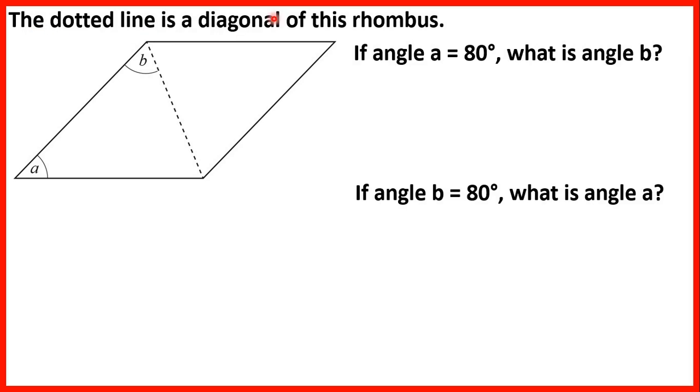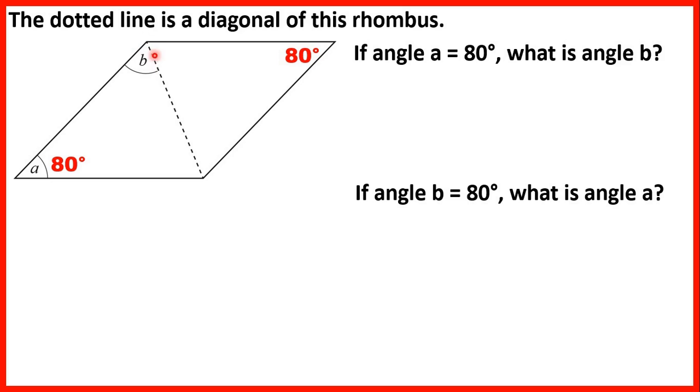The dotted line is a diagonal of this rhombus. If angle A is 80 degrees, what is angle B? So with a rhombus, all of the sides are the same length, because a rhombus is like a square that's been pushed over. So if angle A is 80 degrees, we know that the angle on the opposite corner will be 80 as well, and we need to find angle B.